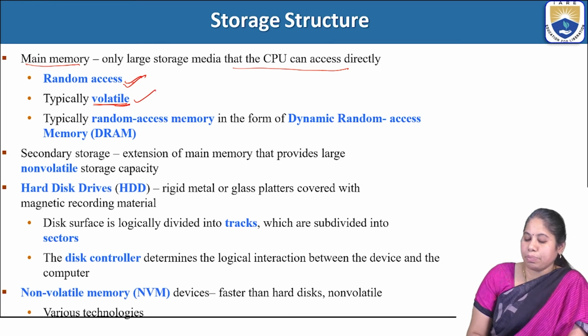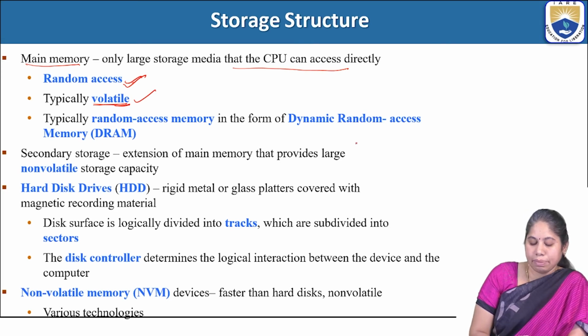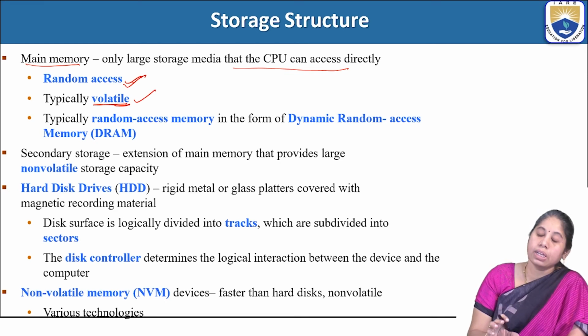Typically random access memory is in the form of dynamic random access memory. Nowadays we are using dynamic random access memory. We will discuss SRAM, DRAM and all those topics in computer organization and architecture. Now we are not going into detail; we just want a very brief idea of what storage structures are available.